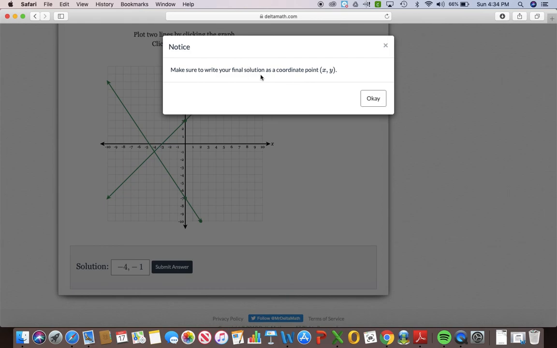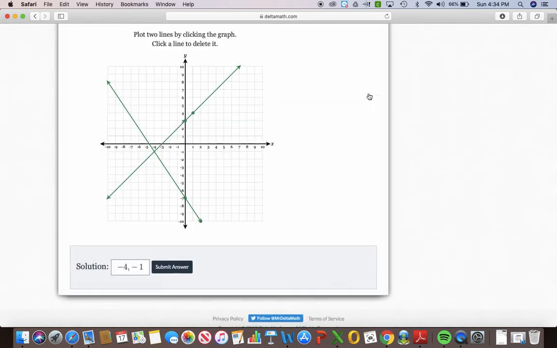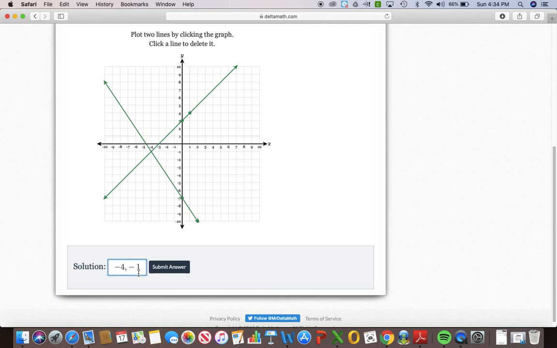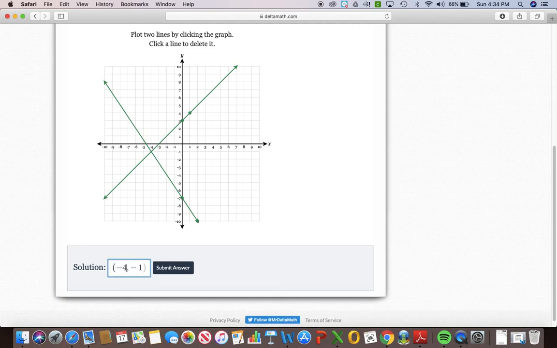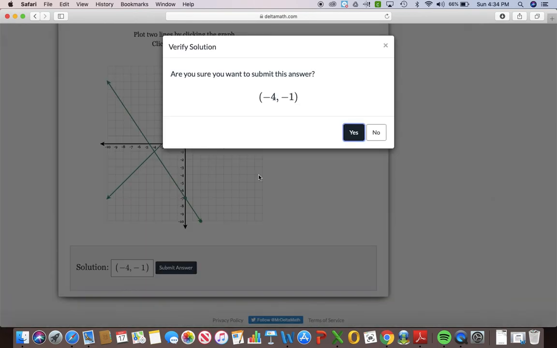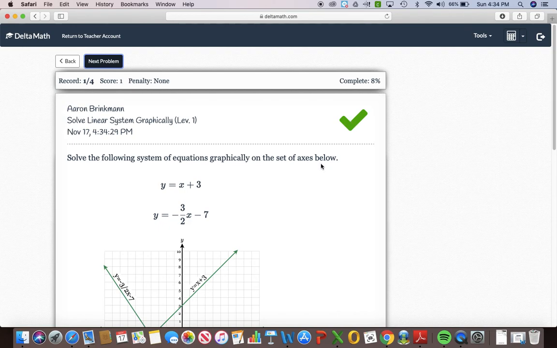It says make sure you write your solution as an ordered pair, which is good because a lot of my kids will probably forget that. So I'm going to go back and I'm going to put in my parentheses and then I'm going to click submit. And then are you sure you want to submit that answer? Yes. The green check mark means yes, I got it correct.